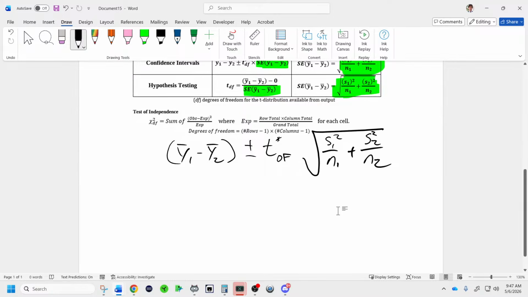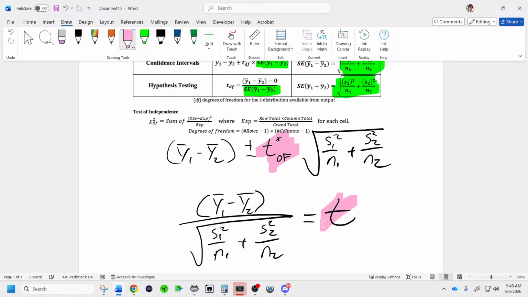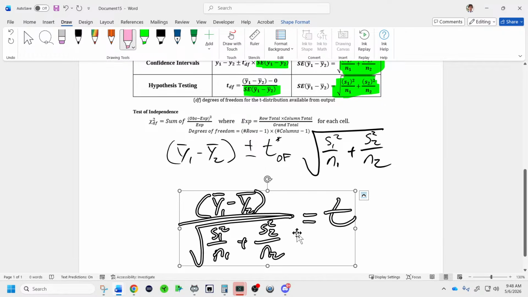If you look at the components of the interval, the test is very similar because the test is going to be y bar 1 minus y bar 2, and then we divide by the square root of s sub 1 squared over n sub 1 plus s sub 2 squared over n sub 2. And this is equal to a t, and we want to point out once again that these two t's are not the same because the t up top is going to be based on how confident you are, and the t down low is based on the standardized difference, the difference up top standardized.